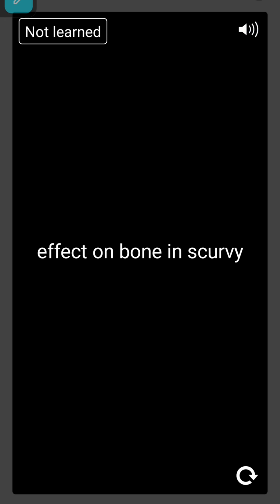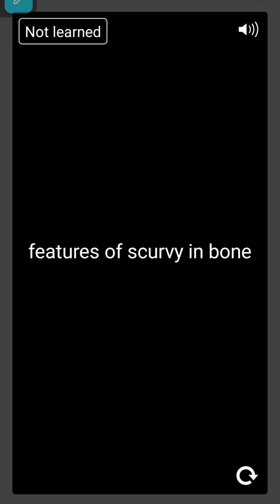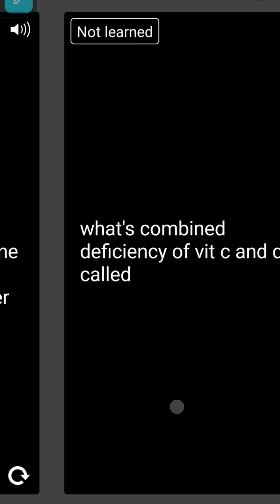Effect on bone in scurvy: collagen maturation doesn't happen because of Vit-C deficiency. Features of scurvy in bone: 1. Diaphysis, ground glass appearance plus pencil-thin cortex. 2. Metaphysis, white line of Frankel plus Pelkan spur. 3. Epiphysis, Wimberger ring sign.